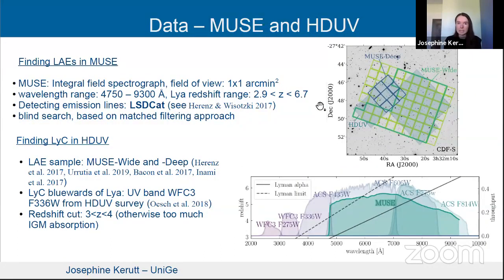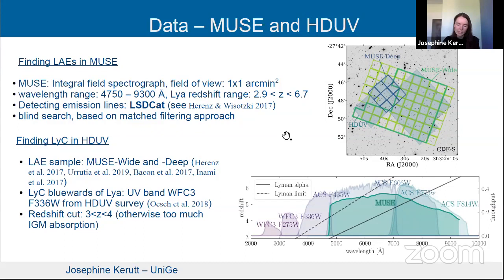So what is the data that I'm using? I already said I use MUSE and HDUV, and I use the MUSE data to find the Lyman alpha emitters. As you know, MUSE is an integral field spectrograph at the VLT and has a field of view of 1 square arcminute. The wavelength range of MUSE allows us to find Lyman alpha emission in a redshift range between 2.9 and 6.7. I'm using here data from 2 surveys that were done with the GTO team of MUSE, which are MUSE Deep and MUSE Wide.